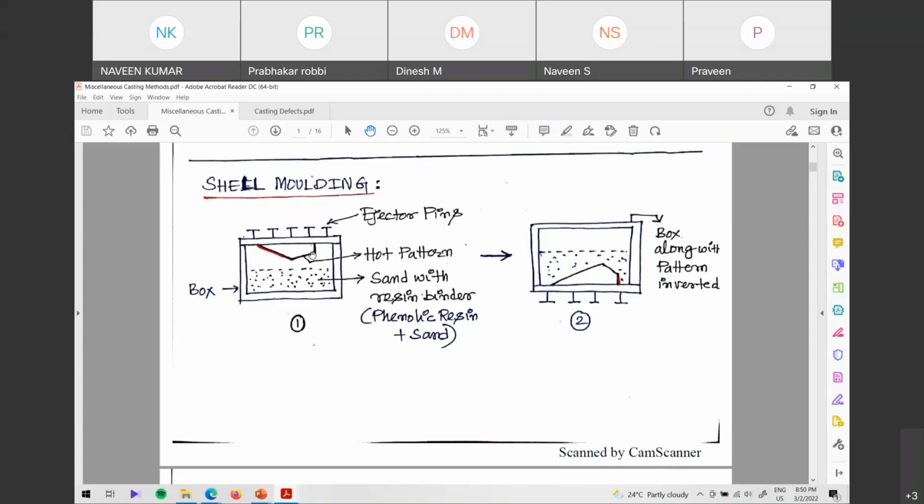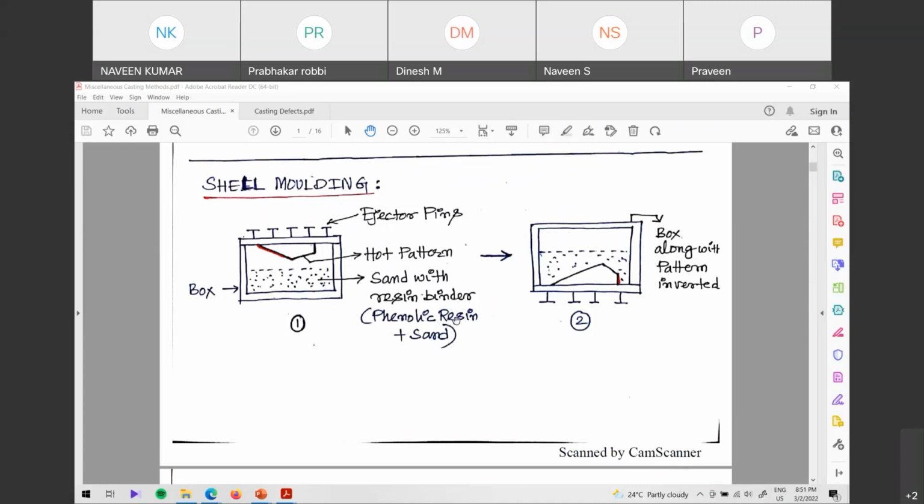And this pattern will heat it. Okay, this pattern will heat it. So the initial configuration of your shell molding box is like this, and below in the box we'll fill it with this mixture, that is sand with resin binder. Okay, so here we have phenolic resin plus sand, so that is what is called sand with resin binder.